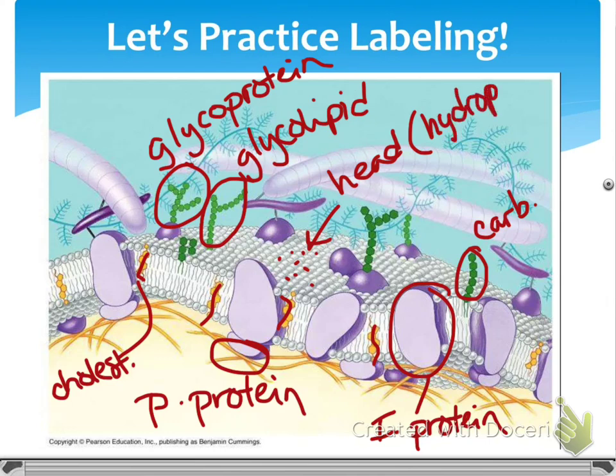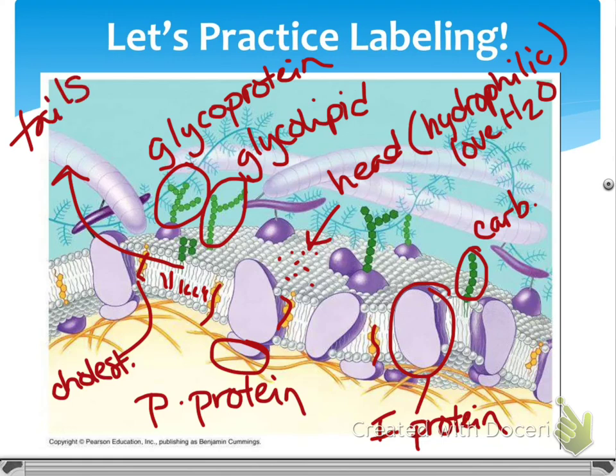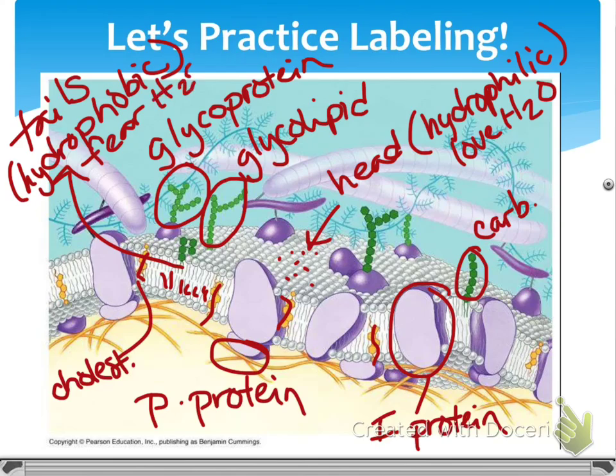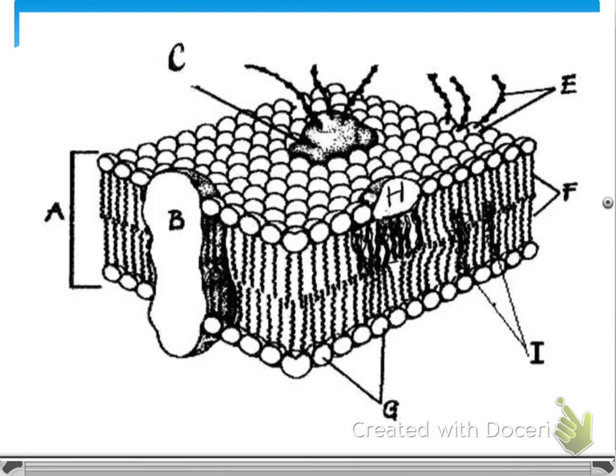And then in general, all these little dots all over the place are the head, or the heads, which are hydrophilic, which means they like water, or love it. And then all these little tails in here, let's label over here, are the tails. And they are hydrophobic. Means they fear water.